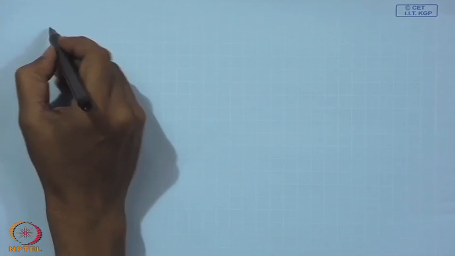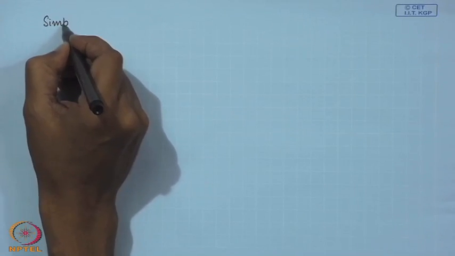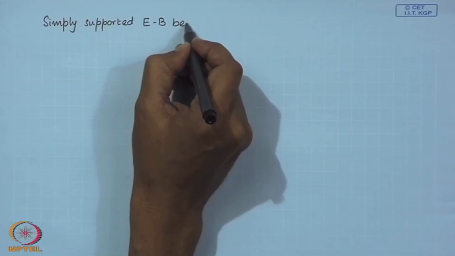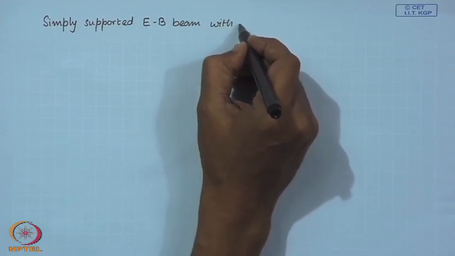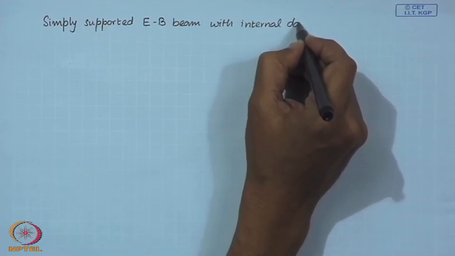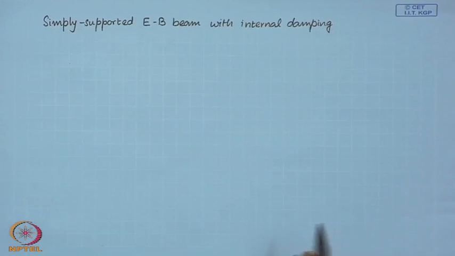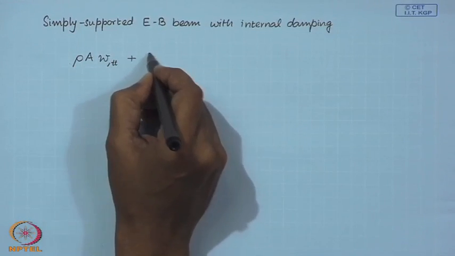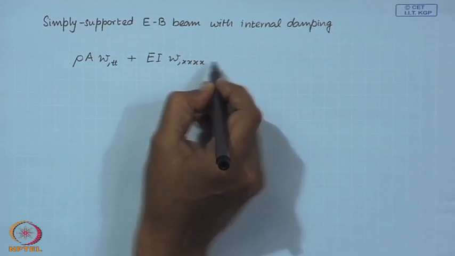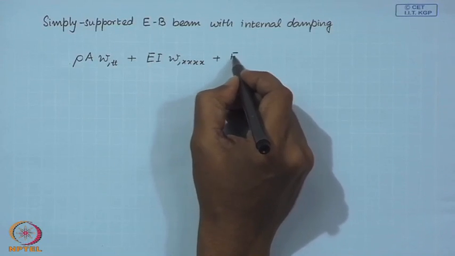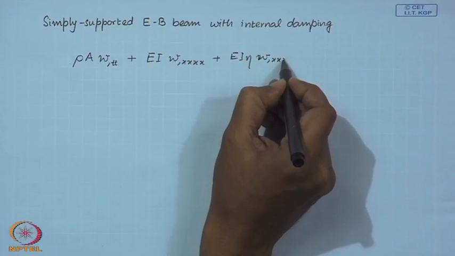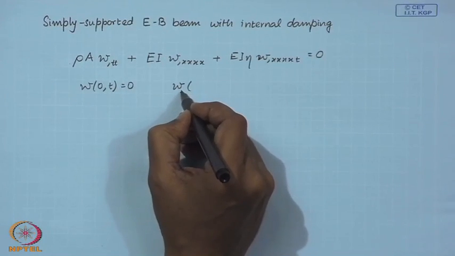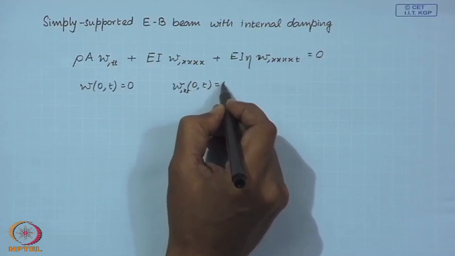Now, let us look at now simply supported Euler-Bernoulli beam with internal damping. So, the moments are 0.